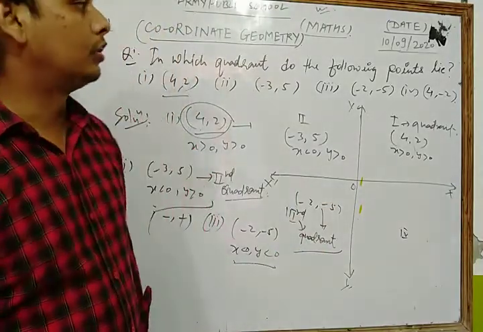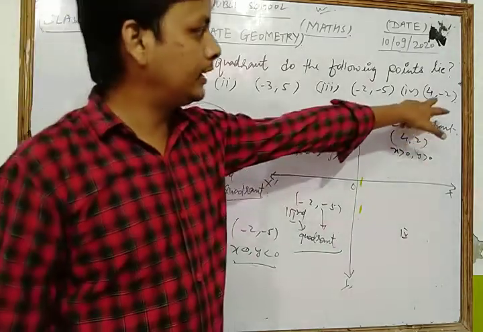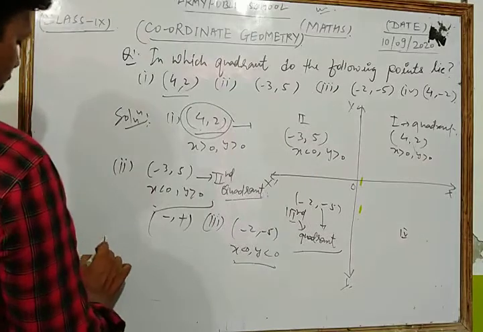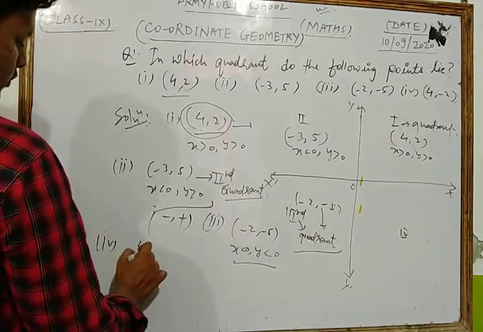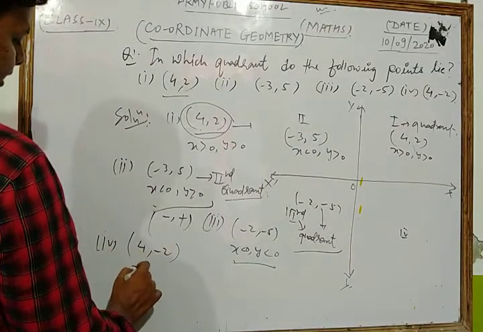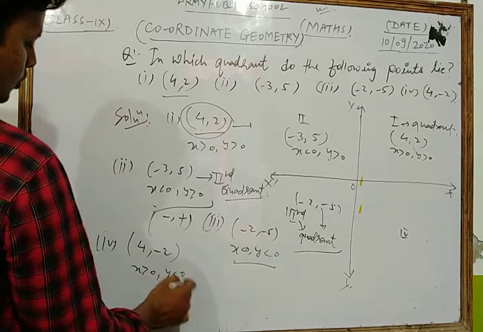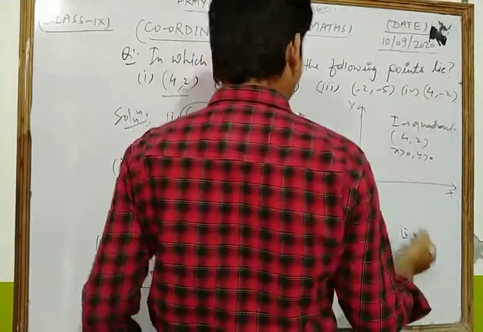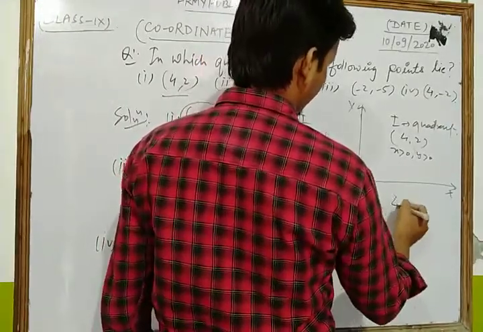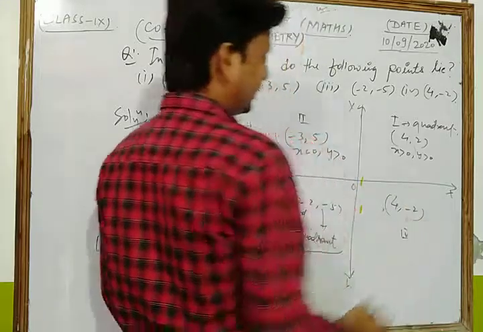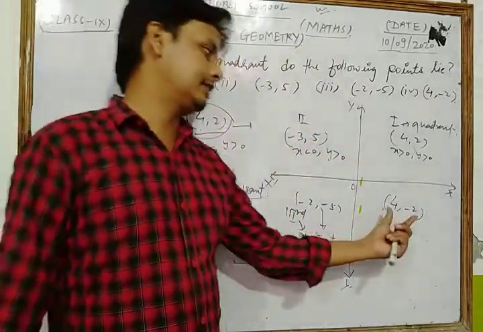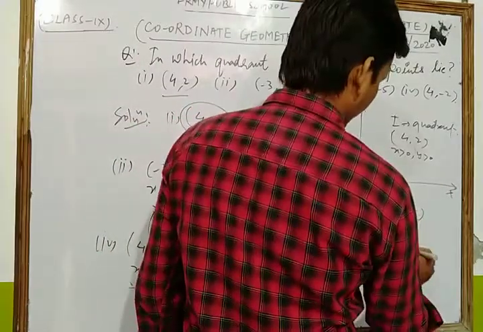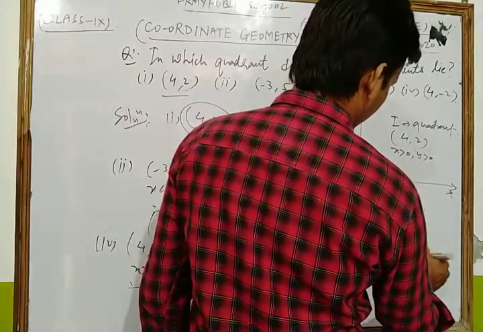Now look, we discuss the point 4, -2. Here x is greater than 0 but y is less than 0. So dear student, here the abscissa is positive and the ordinate is negative, which is the fourth quadrant. So in this way we can say that the point 4, -2 lies in the fourth quadrant.